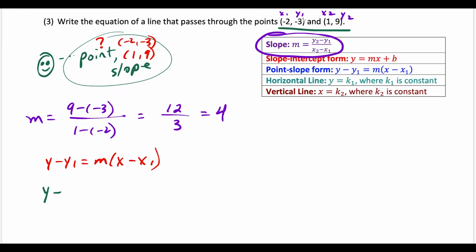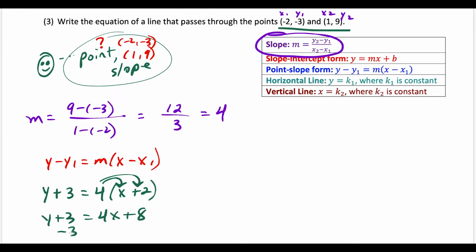I would have y minus -3, and y minus -3 will change to y plus 3 equals, and the slope we found was 4. And then we have x, and then the opposite of -2 is +2. So if I do x minus -2, it becomes this. And now if we distribute, let's see what we get. We have y plus 3 equals 4x plus 8.